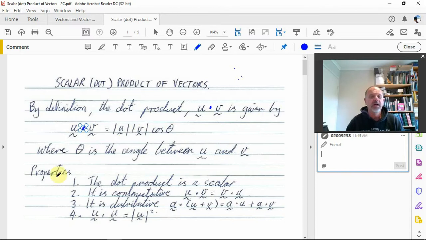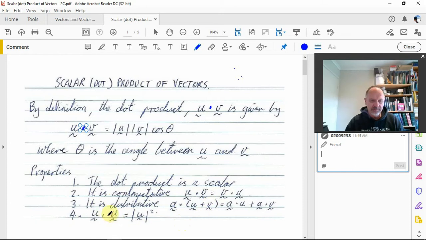The first one, I already mentioned that it's a scalar answer. It's not a vector answer, it doesn't have a direction. Commutative just means you can do it in any order, so u dot v is the same as v dot u. Distributive: a dot (u plus v) is just our normal expanding brackets, a dot u plus a dot v.